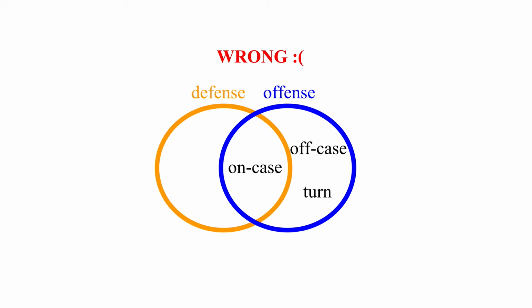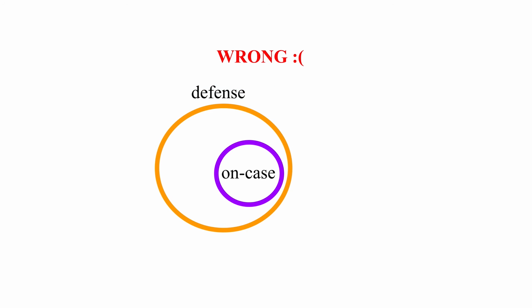If we think of defense and on-case arguments as two circles, this would be the wrong way to represent it. It's not that on-case arguments are one kind of defensive arguments. It's actually the other way around. Defensive arguments are a type of on-case arguments because there are on-case arguments which are not defensive, namely turns.